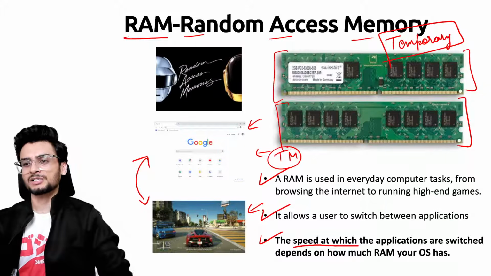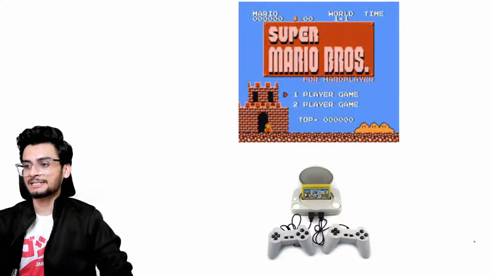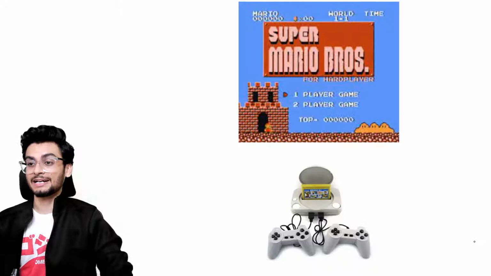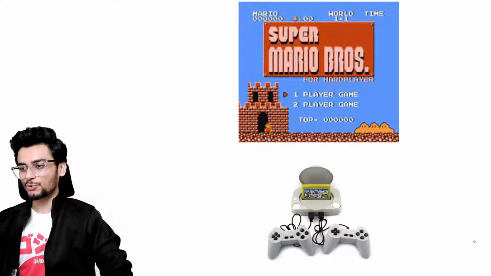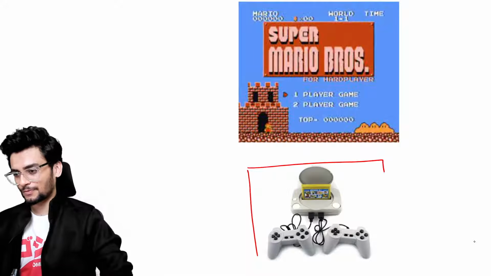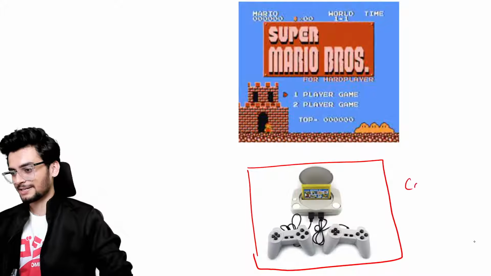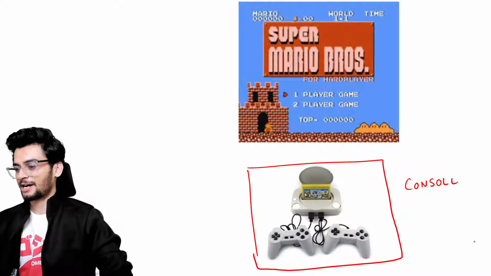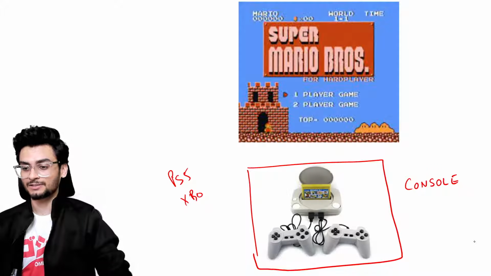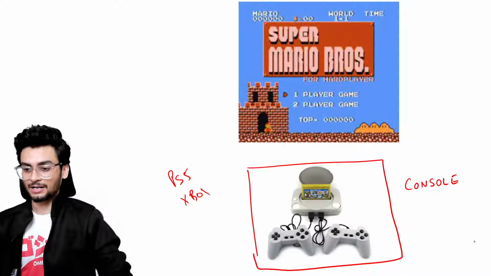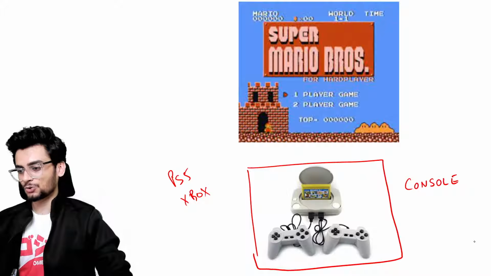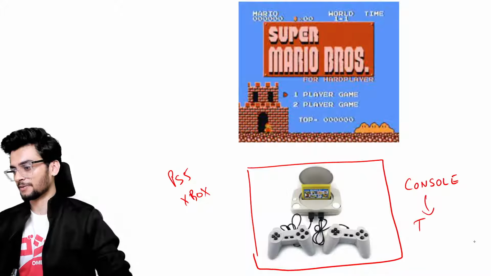Right, so this was a brief introduction about random access memory. There is another kind of memory known as read-only memory. I do not know if you have played these kind of games, but this was a console, right? जैसे आजकल हमारे पास PS5 आता है, we have Xbox with us, we have various kinds of Nintendo games, right? In the earlier days, we had a console like this which was connected to a TV, right?